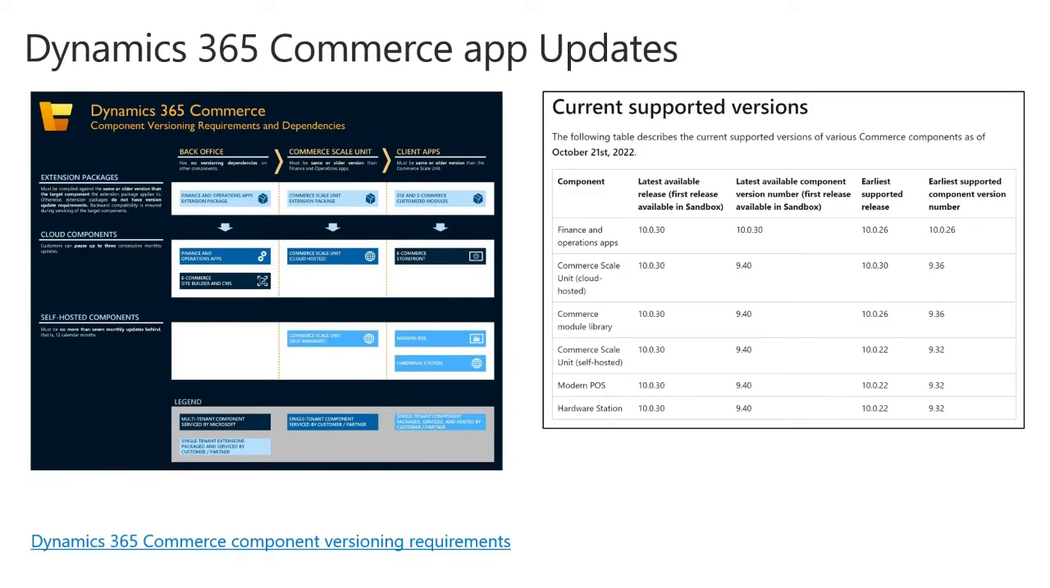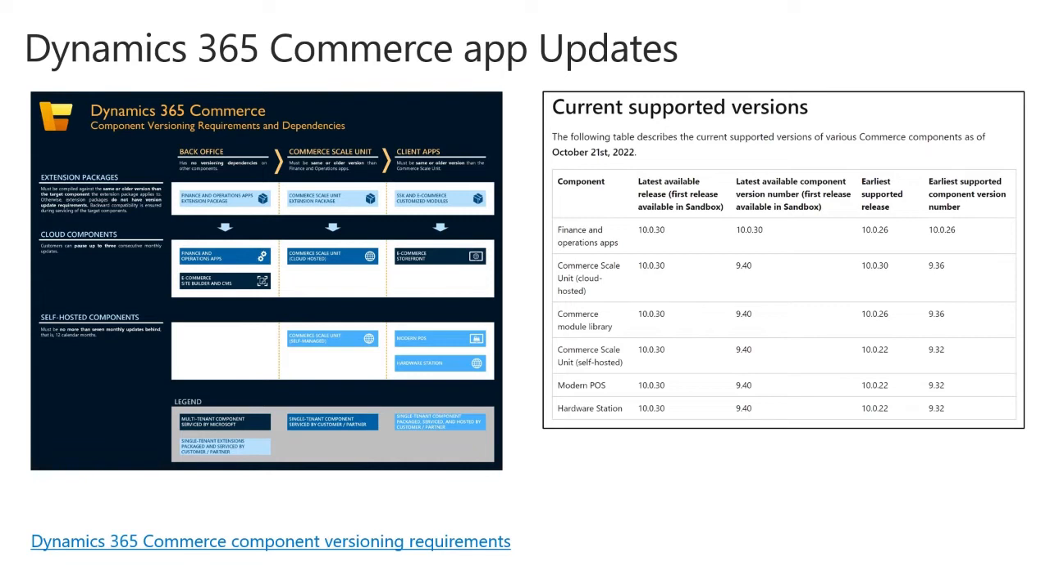All right, another piece here. This is specific to commerce. There's a link at the bottom that will take you to a page that talks about commerce component versioning requirements. So the graphic on the left here does a pretty good job of laying out basically what the different versions are that are supported and that go together. You have back office components, you have your commerce scale unit components, and you have your client apps.